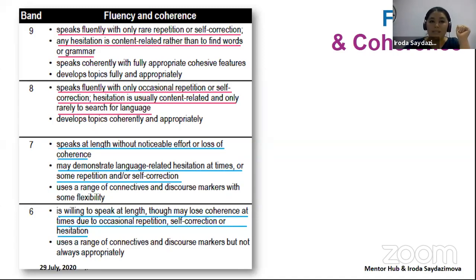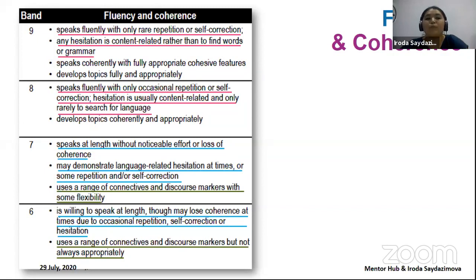And now I want you to look at band score 6 and 7. And here I used green color to underline the remainder of the bullet points. So what do you think would be the difference between someone who speaks at band score 6 or 7?